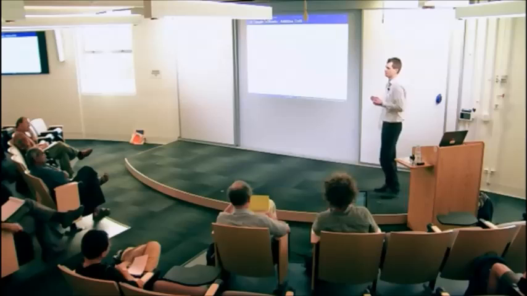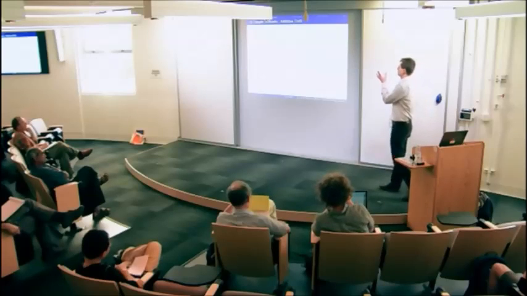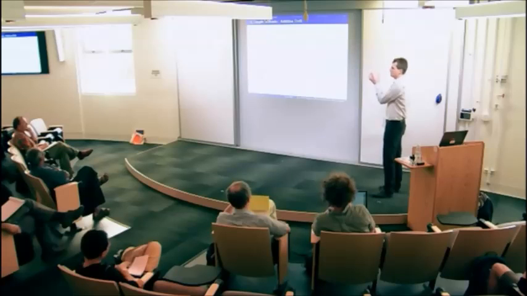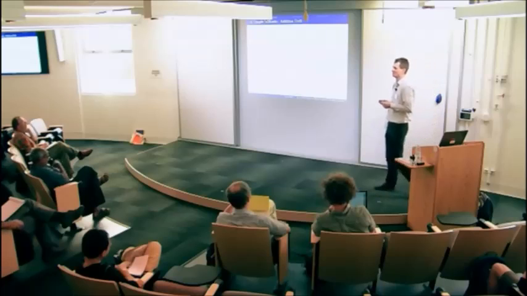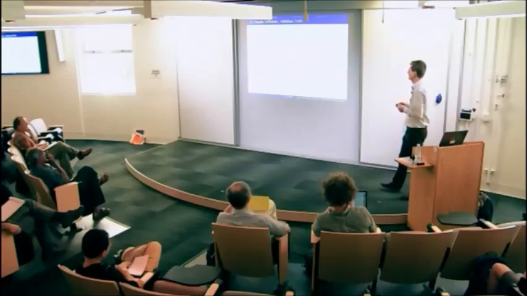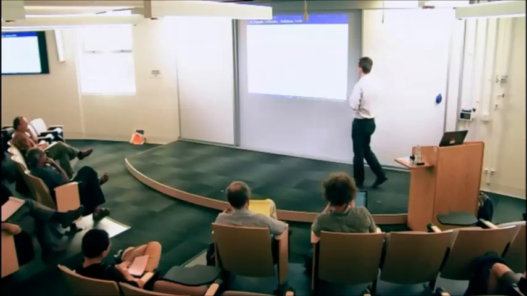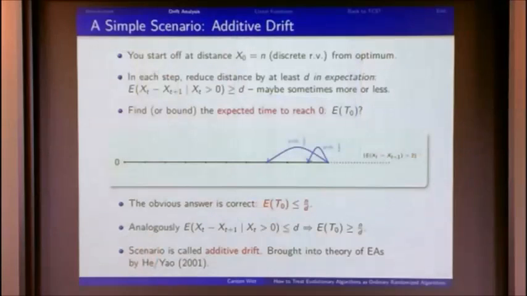So, question to you. What is your guess? You start at distance n. In every step, you reduce in expectation by d. How long does it take in expectation to reach the optimum? N over d. Yes, exactly. And this is a somewhat surprising result in the sense that this expected change, the expectation, the randomness, goes into the expected time to reach the optimum. If it was a deterministic process, then this would be exact. And here it translates into the average time. And you also have a lower bound.